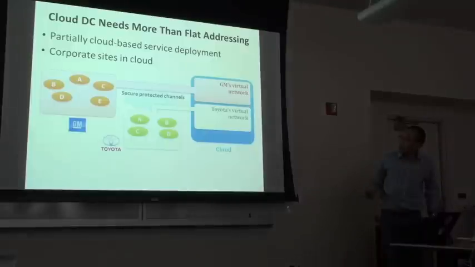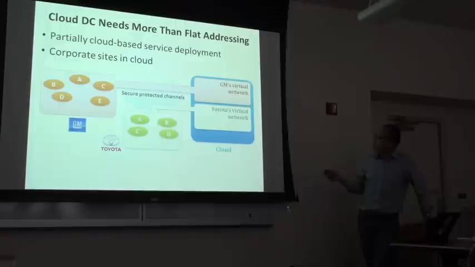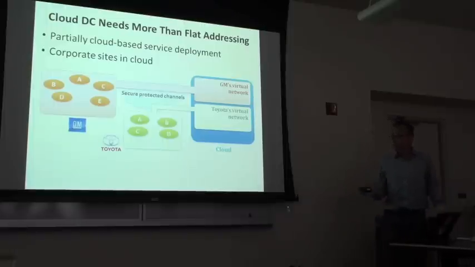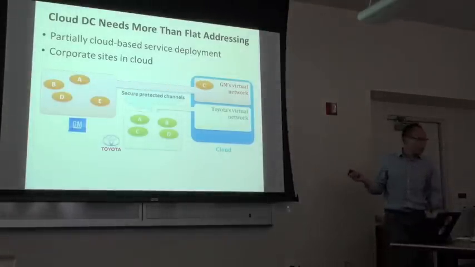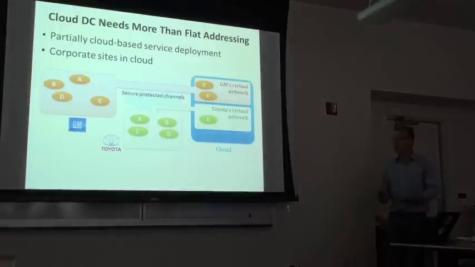So in this scenario, corporates have their own enterprise network or enterprise data centers, and then they build another new data center, or site, a corporate site in the cloud. And then they connect this new corporate site to their existing enterprise network using protected channels such as VPNs. Now they can move the existing services from on-premise to the new site in the cloud, or they can simply create new services from scratch in the cloud.